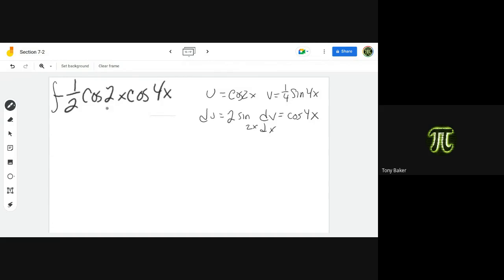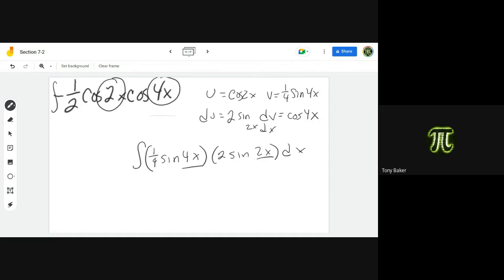So the problem that we have is there's no real easy way to deal with two different angles like that inside of a function. And even when I'm doing this, my second integral piece is, remember, it's v du. So it's 1/4 sine 4x times 2 sine 2x dx. So I'm still stuck with the 2x and the 4x. So this method does work. We got it mostly down there, but I can't finish the integration with what we know currently.